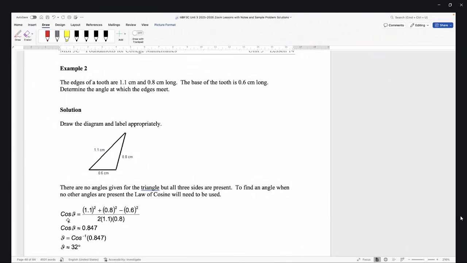Okay, no choice. Sine law, you need at least a pair of an angle and an opposite side. You need at least one angle to use the sine law. Don't have that, so you've got to use cosine law.